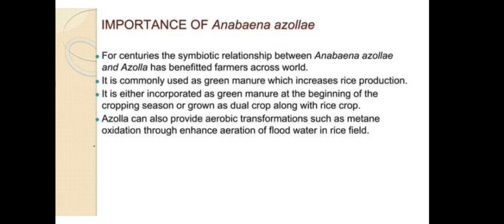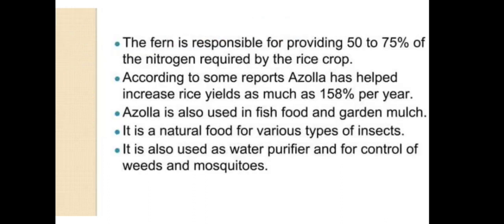Azolla can also provide aerobic transformations such as methane oxidation through enhanced aeration of flood water in rice fields. The fern is responsible for providing 50 to 70% of the nitrogen required by the rice crop. According to some reports, Azolla has helped increase rice yields as much as 158% per year.